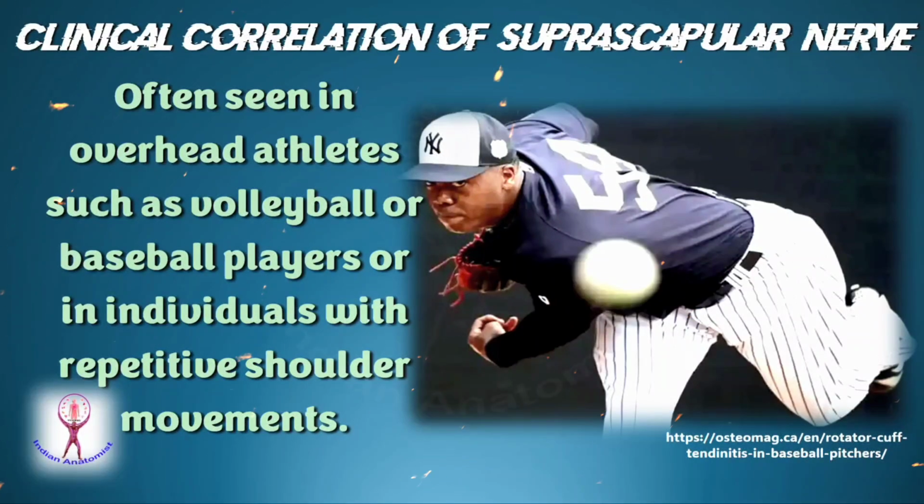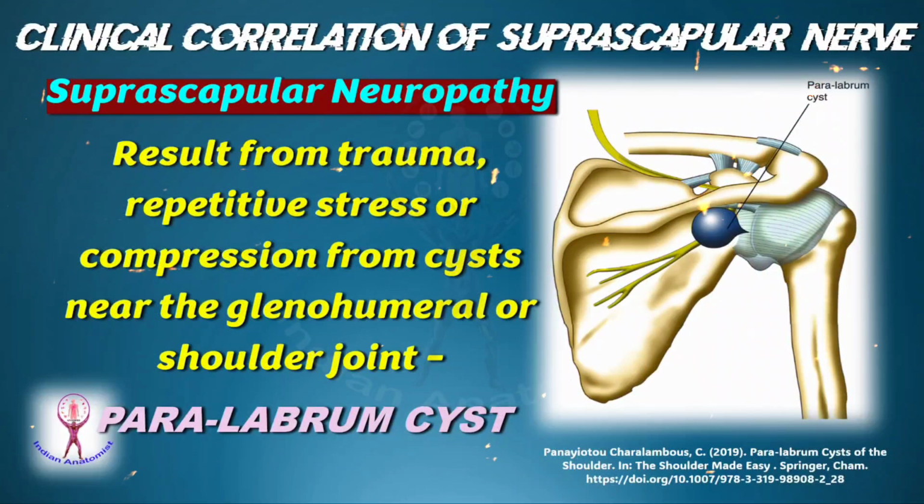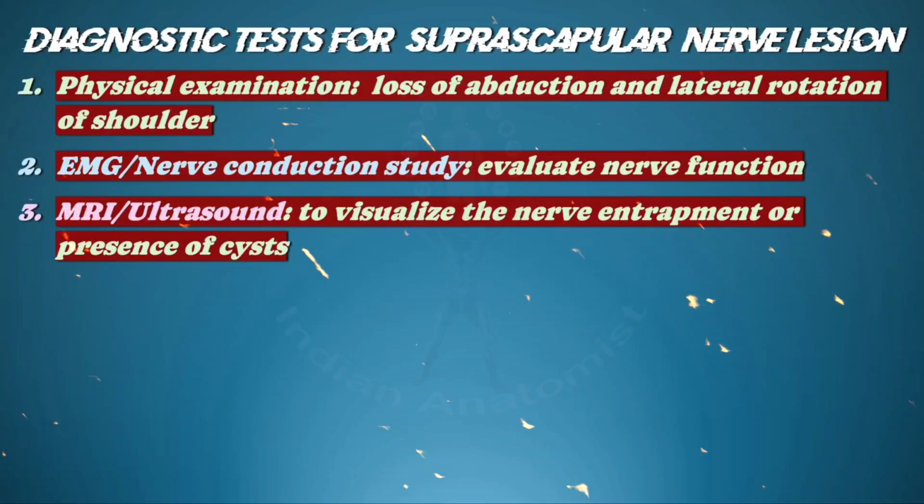Next is suprascapular neuropathy. This results from trauma, repetitive stress, or compression by cysts near the glenohumeral or shoulder joint. See the illustration. This cyst is called paralabral cyst. Next is diagnostic tests for suprascapular nerve lesions. Number 1 is physical examination. Loss of abduction and lateral rotation of shoulder joint.